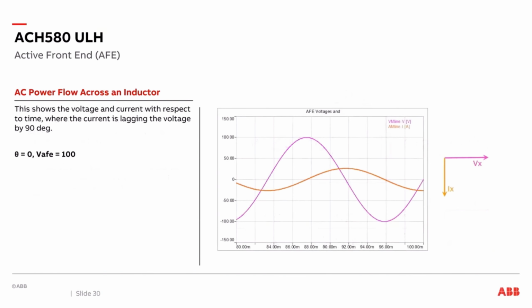Let's take a look at the AC power flow across an inductor. This shows the voltage and current with respect to time, where current is lagging the voltage by 90 degrees. If you look at the voltage right here, we peak out right here on our waveform. And if you follow the current, the peak doesn't occur till here, 90 degrees later. If we look at our phasors, we have our voltage phasor, and at a 90-degree angle, we have our current phasor. This is important because we are going to use this for the rest of our slides.